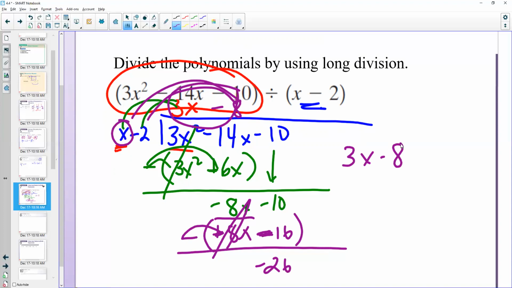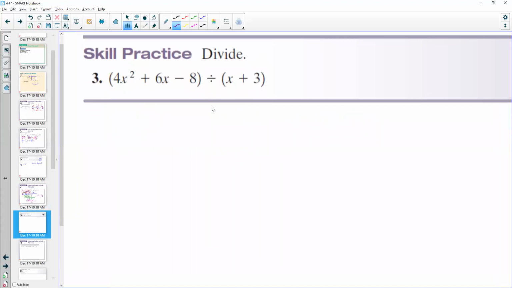And then my remainder. So in this case, it's minus 26 divided by whatever I divided by, x minus 2. That's it. Try another one, okay? See if you can do this one on your own. The final answer here should be 4x minus 6 plus 10 over x plus 3 as the remainder. See if you can follow the same process. And if you have to watch it a couple of times, that's okay, okay?